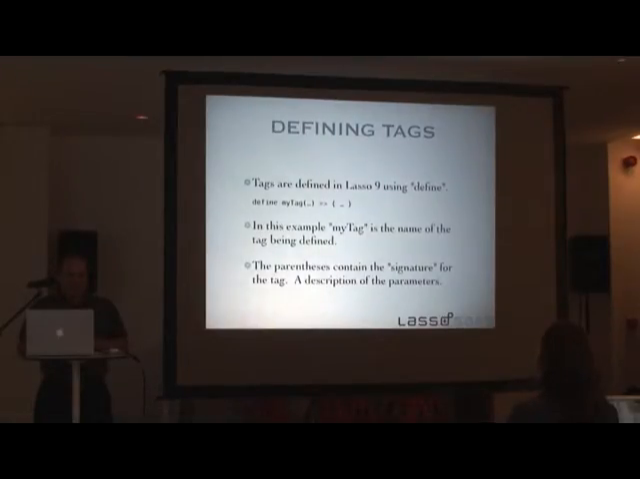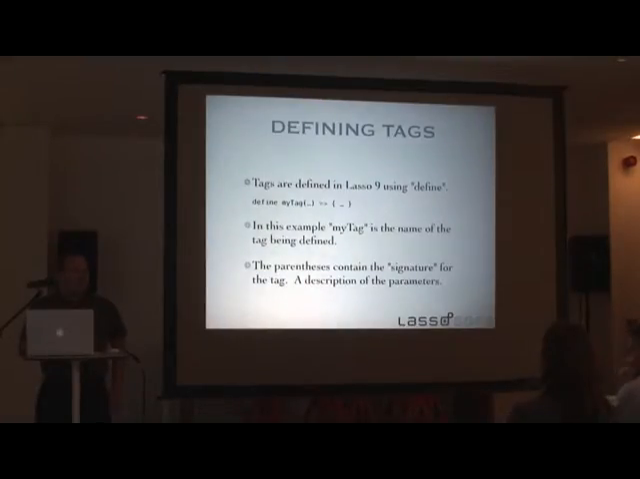In Lasso 8.5, we define tags using the define tag construct. We define types using the define type construct. We also have a define constant construct. In Lasso 9, all of those things are defining tags, and we simply use a define construct. So what it basically looks like is define my tag in parentheses with a signature, the association operator, which is the funny little arrow, and then the implementation, which is often in curly brackets.